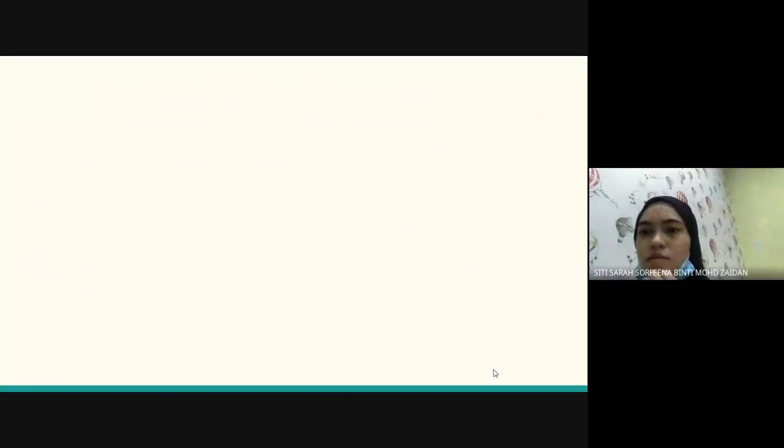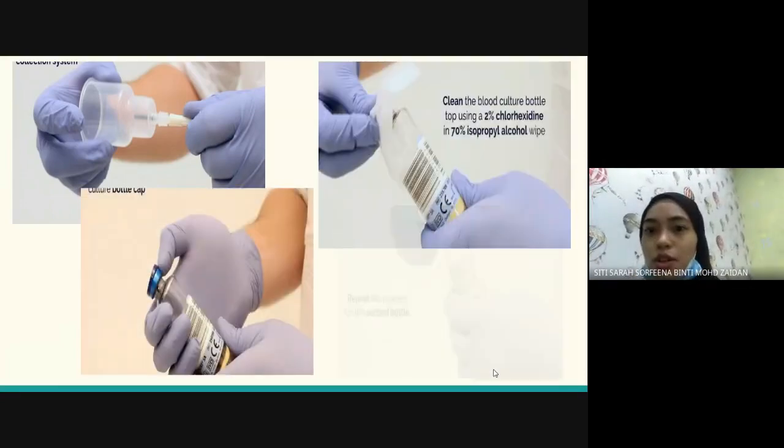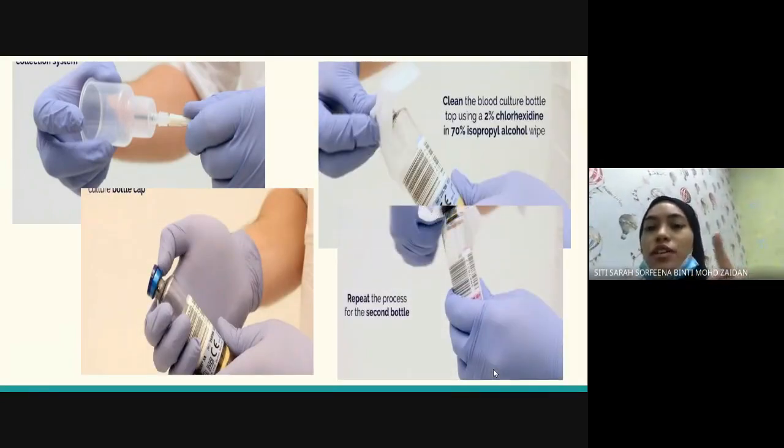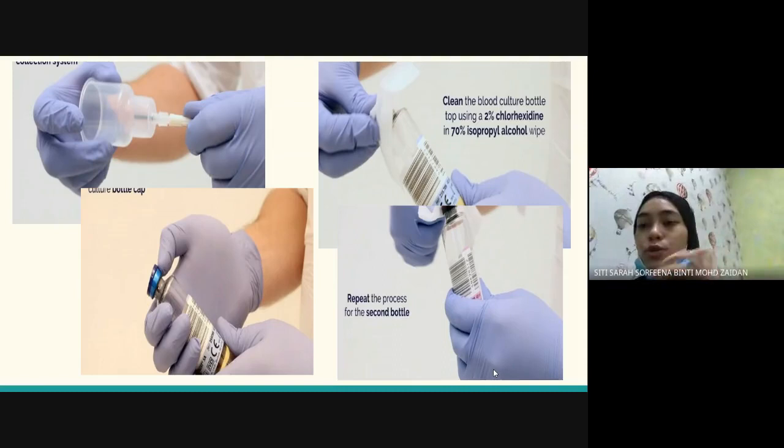Next. Okay, so first is the blood collection device, and then we also have to clean the blood culture bottle. There are 2 blood culture bottles, which are blue and purple, for aerobic and anaerobic bottles. And we will clean the blood culture bottle also using the 2% chlorhexidine. We are also using the cleaning swab, whereby we also will clean the site of injection at the patient.